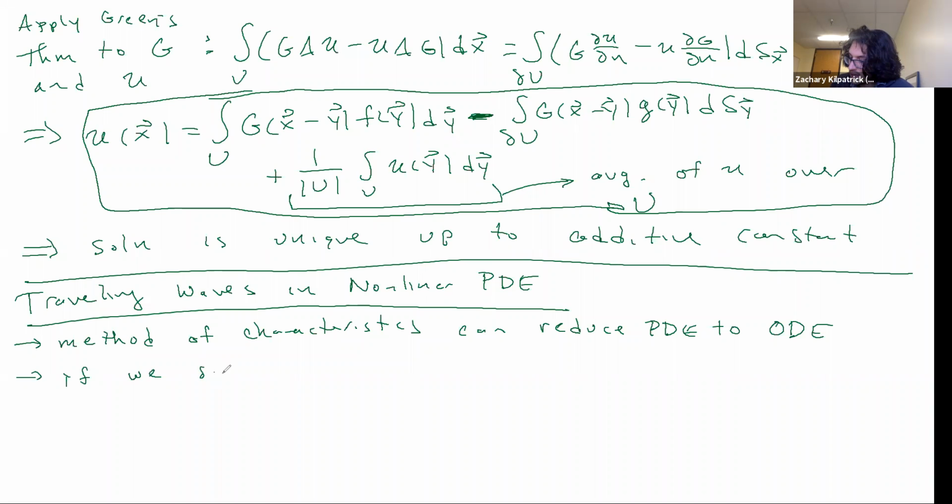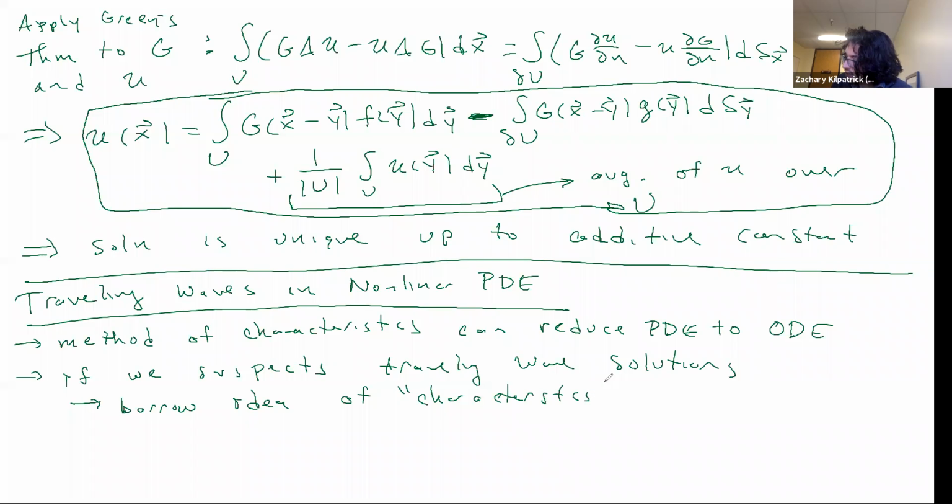So the idea here is, if we suspect traveling wave solutions, the approach is essentially to borrow the idea of characteristics, okay, to try and reduce the dimensionality of the PDE, okay? And the idea here is, usually you're not going to solve for the full evolution of some initial value problem for a nonlinear PDE. What you're going to find is a solution that your PDE could relax to over time.